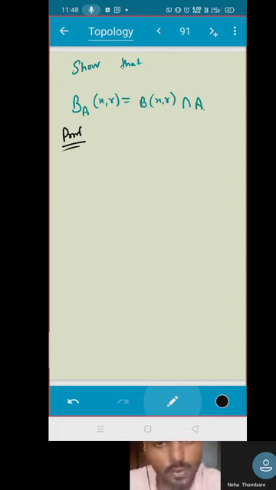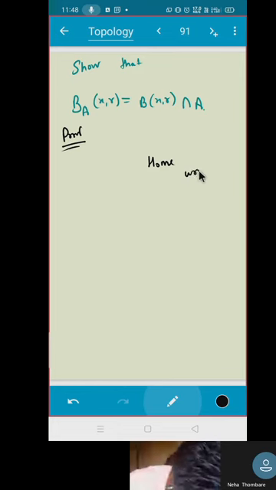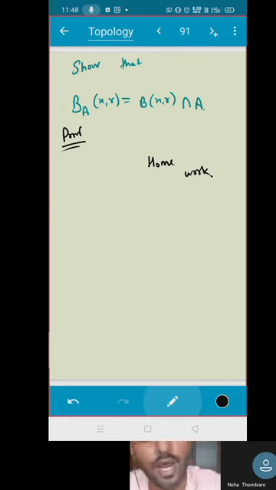Is that okay? Can you prove this? Maybe I'll just give you homework. Try to prove this. This is a very easy exercise. Graphically, it is quite clear. You just have to show the two sets are equal. One is already a subset of the other. You just have to prove the other way. Yes.